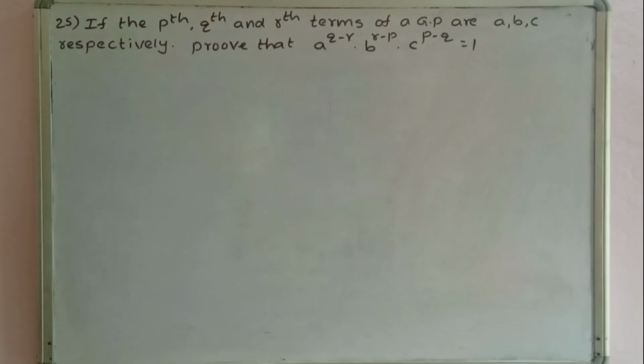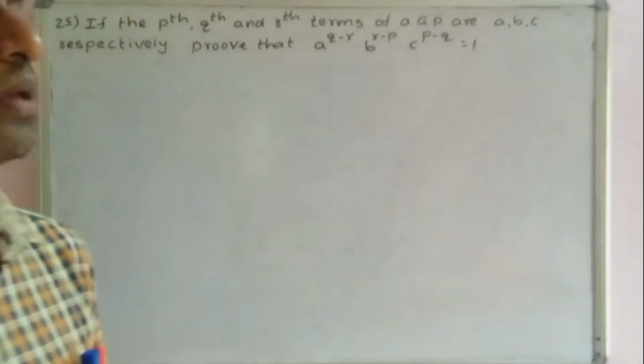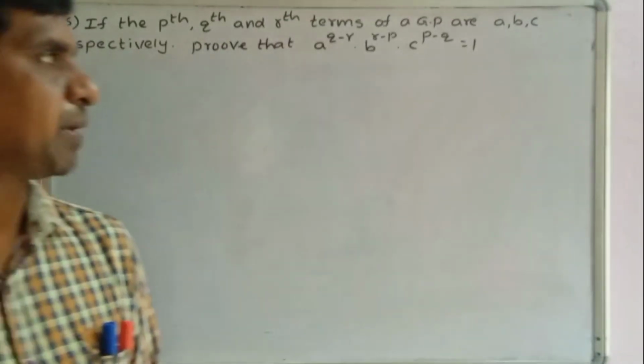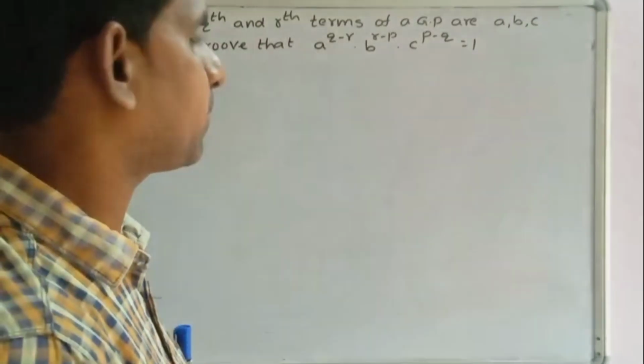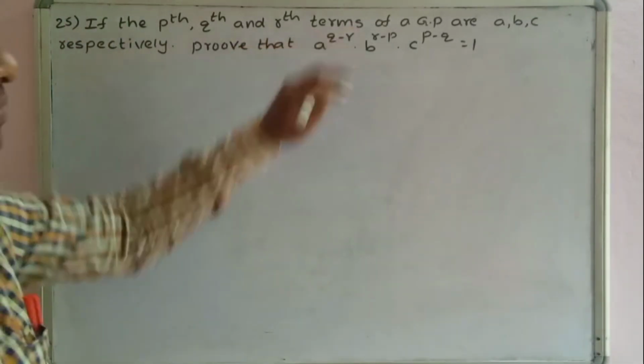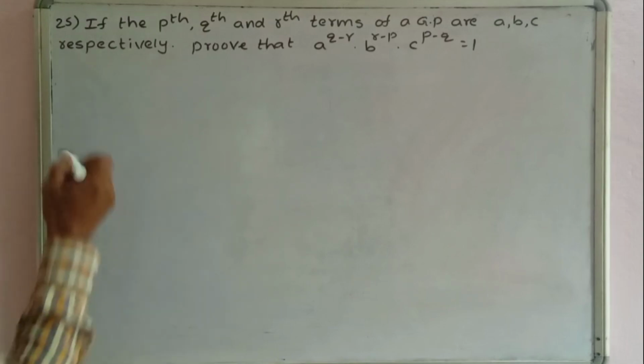Q25. If the P, Q and R terms of a GP are A, B, C respectively, prove that A power Q minus R, B power R minus P, C power P minus Q equals 1. Okay. So the Pth, Qth and Rth terms are in GP. See, now the first solution.